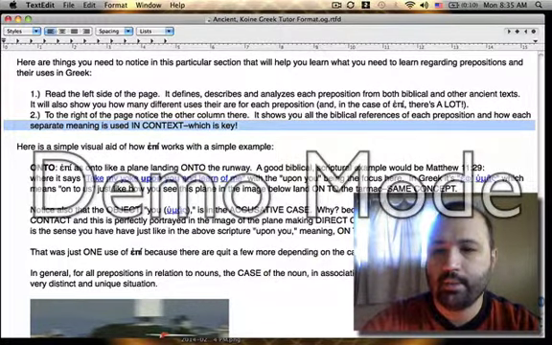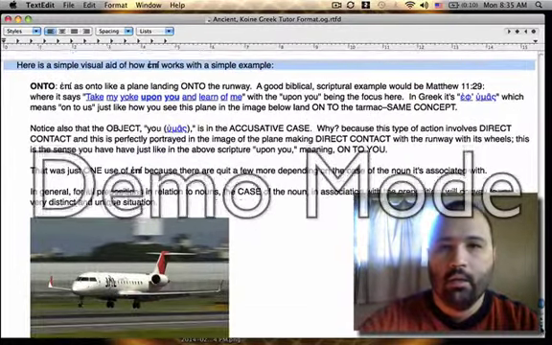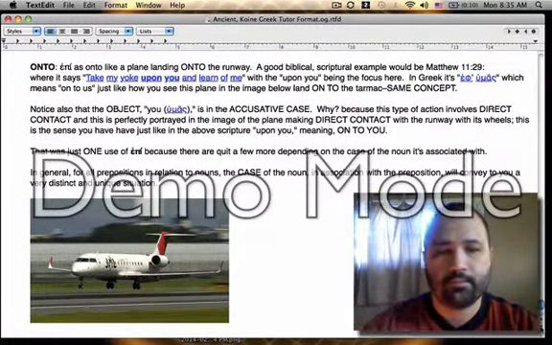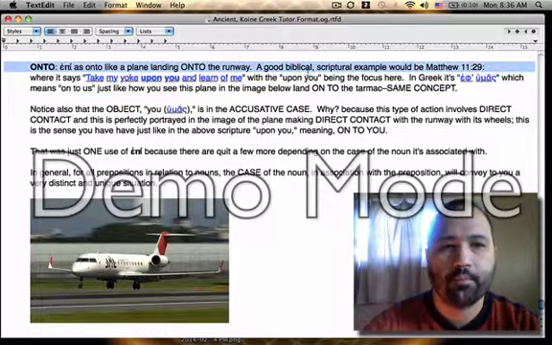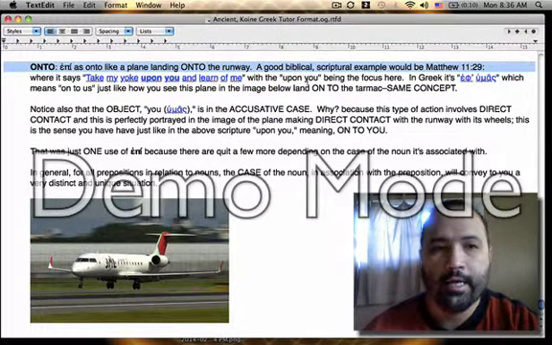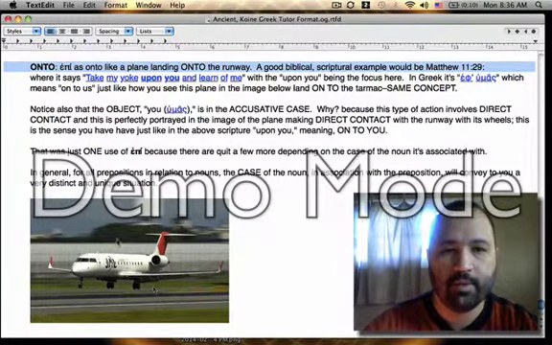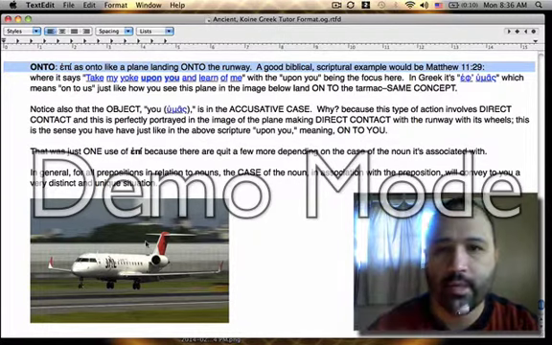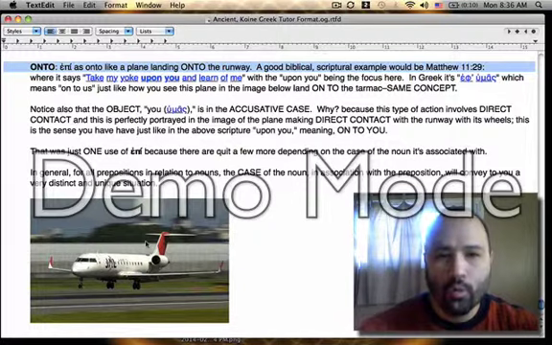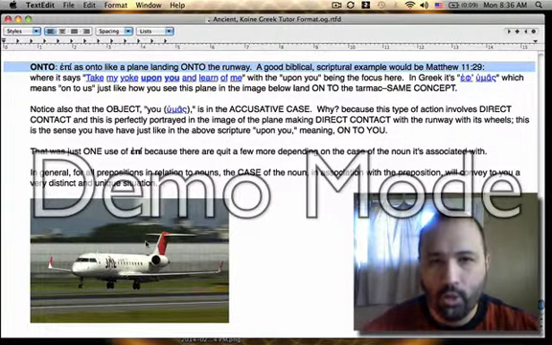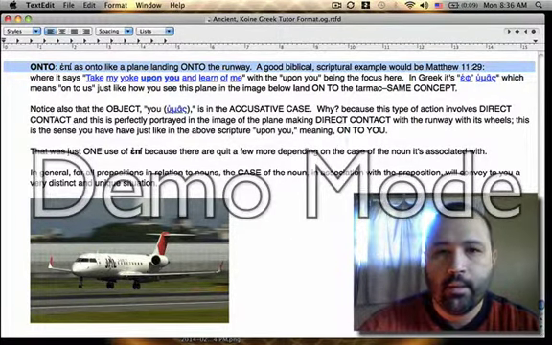Here's another simple example of how epi works. Let's focus here. Since we're talking about prepositions, we're just going to give you a simple example. Epi as onto is like a plane landing onto a runway. Look at my example here, bottom left-hand screen. A good biblical example would be Matthew 11:29, where it says, "Take my yoke upon you and learn of me." The "upon you" is the focus here.